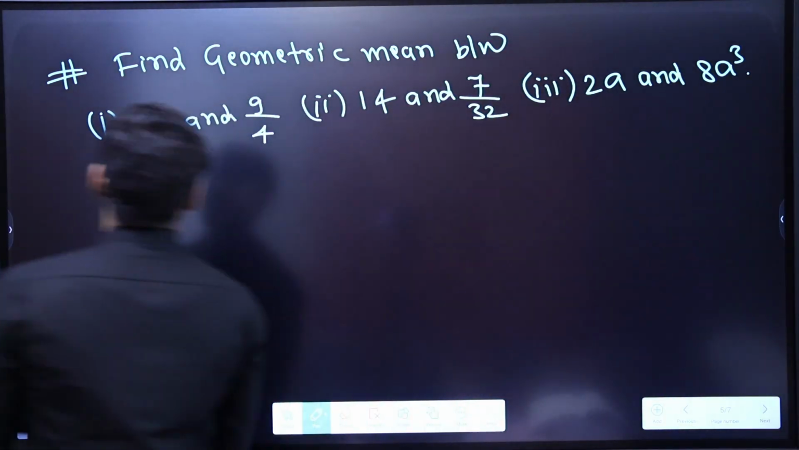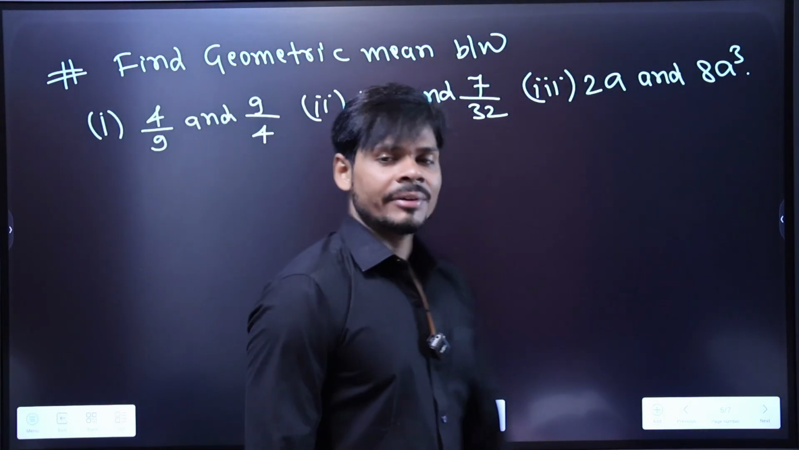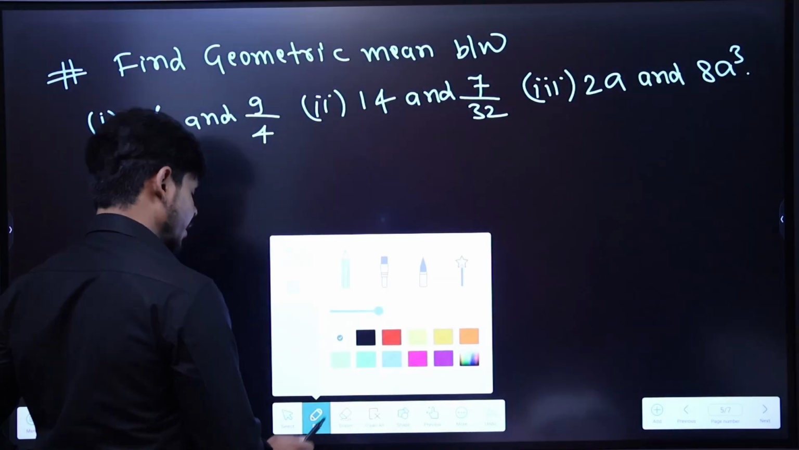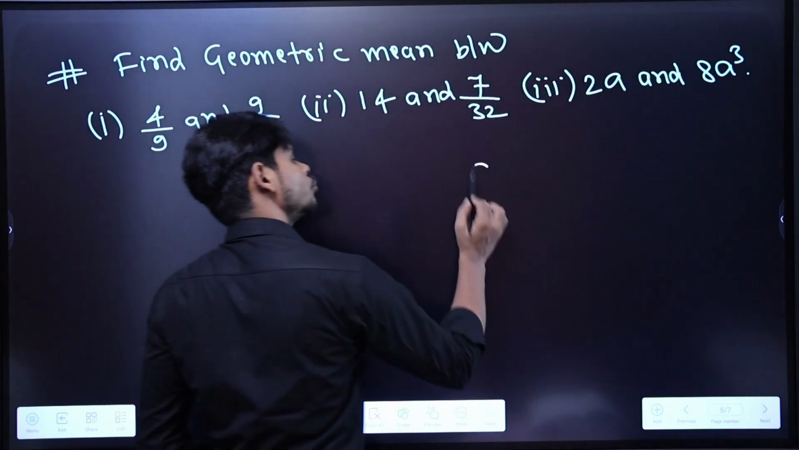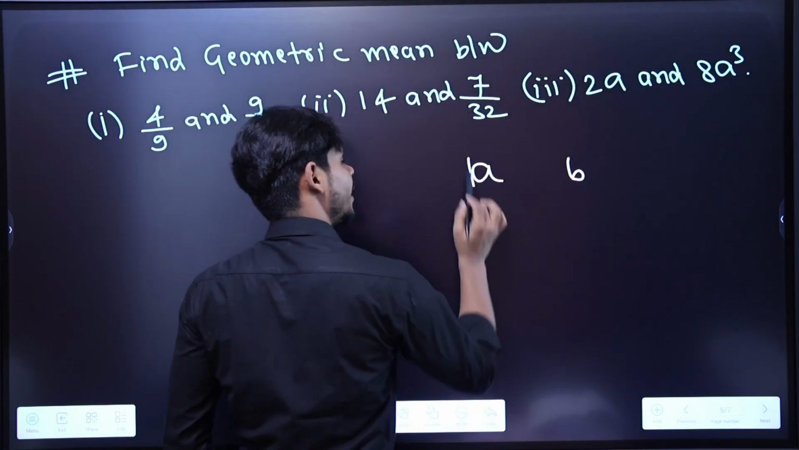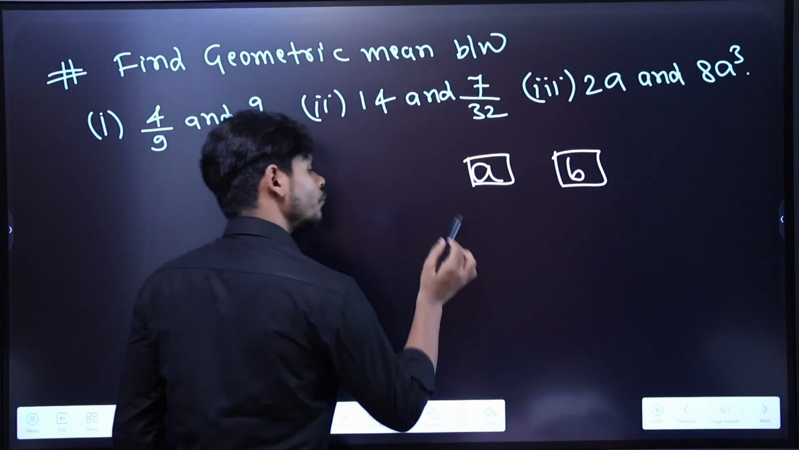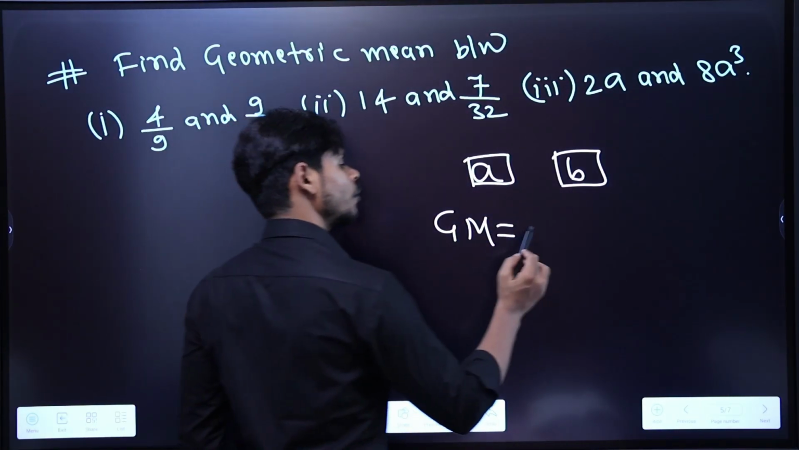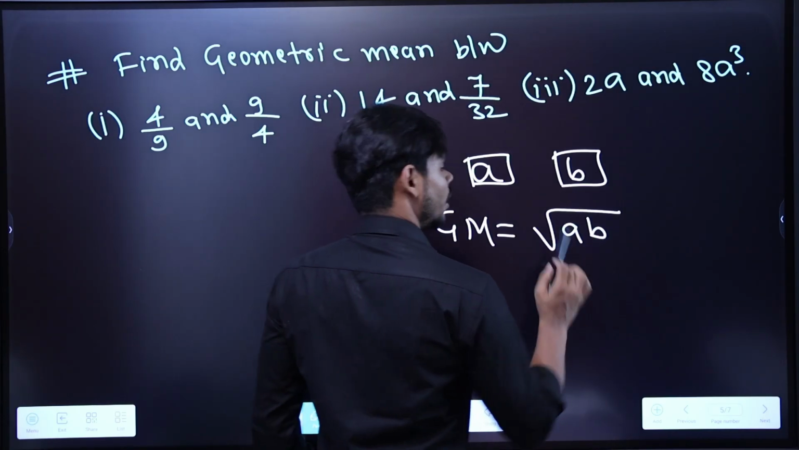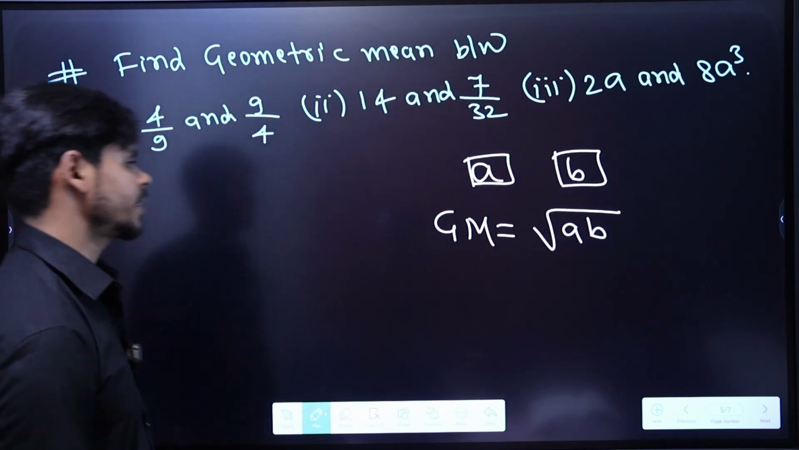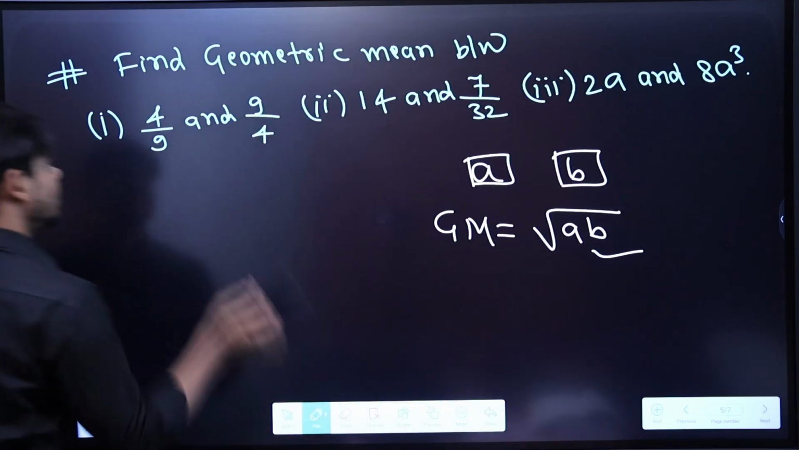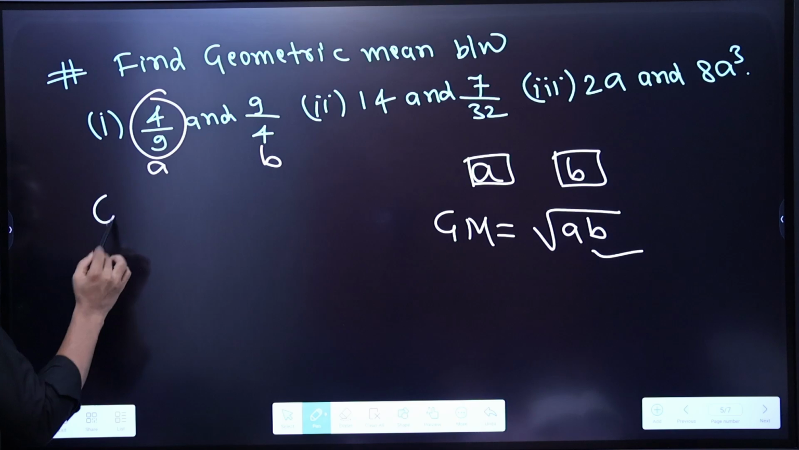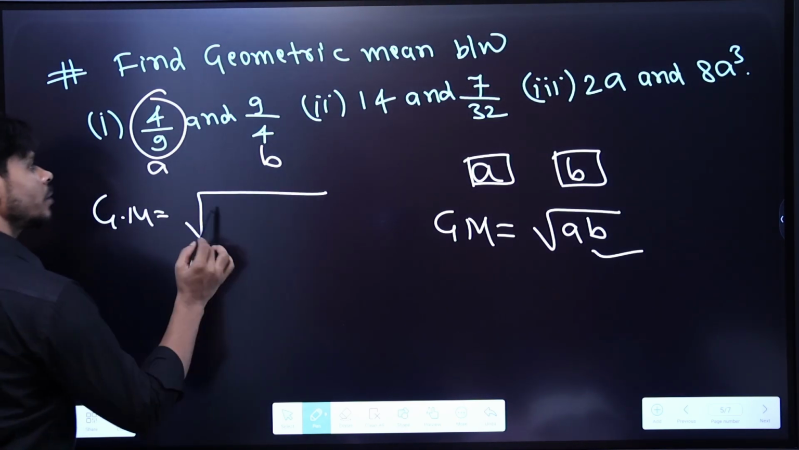Next. Now we have another concept. I have already explained it, but if you have not got it, no problem. Let me explain again. If we are given two numbers A and B, and we need to find the geometric mean of these two numbers, then just take the square root of the product of these two numbers. That's it. Okay. Now, if this one is your A, then this one will be your B. So the geometric mean for these two numbers will be under root A into B.